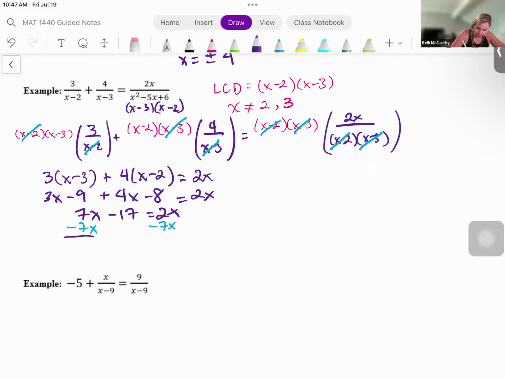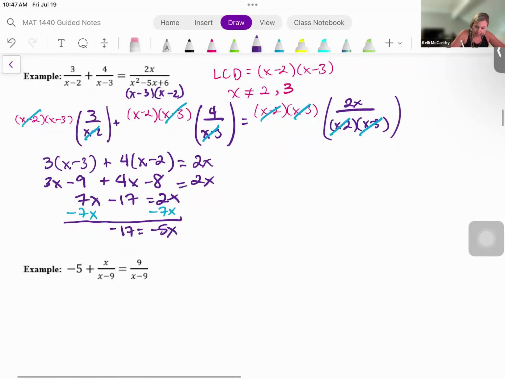So here's a great example. I've talked about this in other videos. We're not going to be able to avoid a negative coefficient on x in this situation, not without adding additional steps anyway. So having a negative coefficient on x is okay. If we can avoid it, awesome. So we have negative 17 equals negative 5x. Dividing both sides by negative 5, and I'm going to write this out just so I'm careful with my signs.